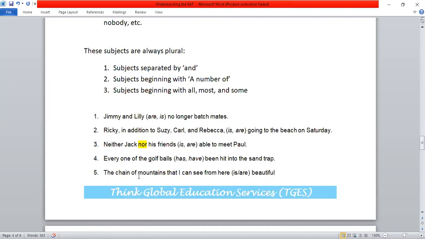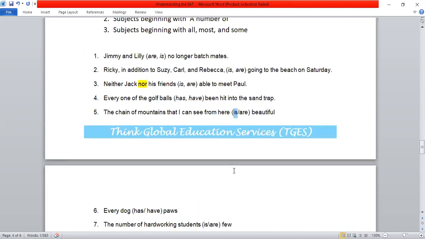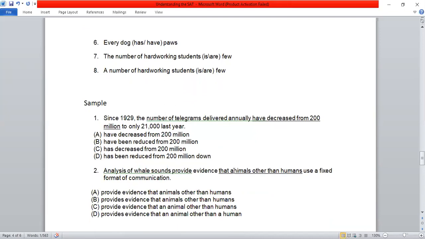Next one, collective noun. You see, the chain of mountains that I see from here. So am I seeing the mountains? Of course, you're seeing the mountains, but am I talking about the mountains? No, I'm talking about the chain. I'm talking about how they all are together. The chain. So the answer is "is beautiful," not "are beautiful." Okay, moving further. Every dog has or have paws? Every represents singular. So the answer is "has."